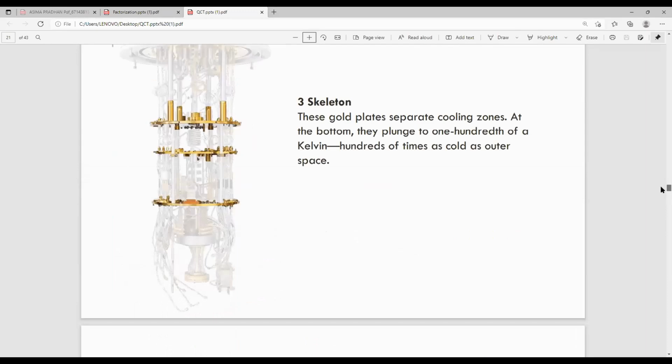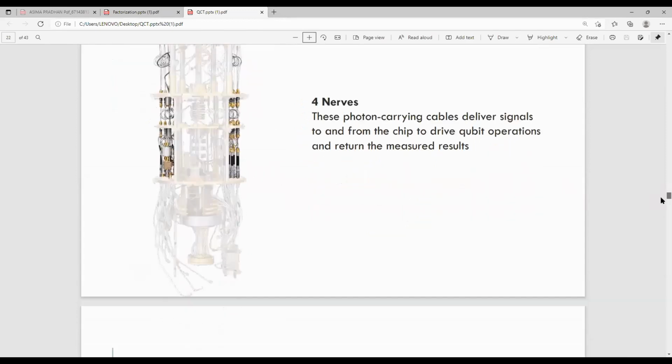Now the electronics, the broad thing you see here. These gold plates separate the cooling zones. It has to be cooled to a really low temperature, 1/100th of a Kelvin. So cold. That is why it is costing a lot of money. Now they talk to each other through these photon carrying cables. Remember, the chips talk to each other through light.